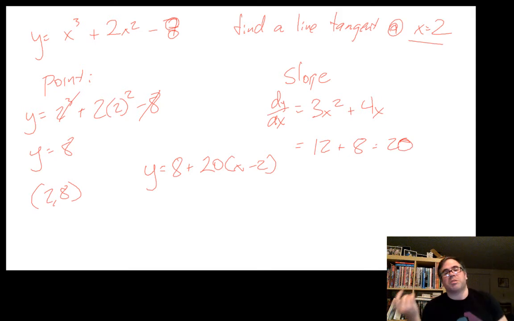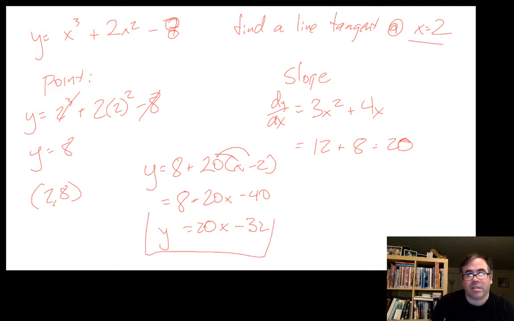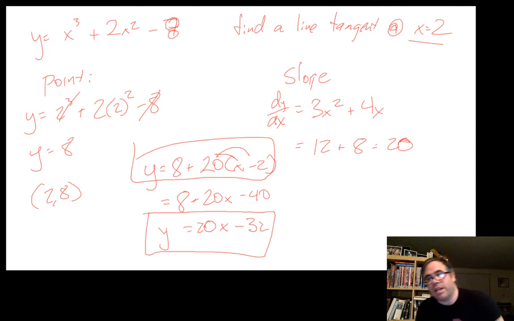Since this is multiple choice, there's a chance that you're going to see all your choices in slope intercept, which is no big deal. You just take this and distribute it as needed. So y would equal 8 plus 20x minus 40. So y equals 20x minus 32, right? Both of these are answers. It's up to you to do the algebra to do this.